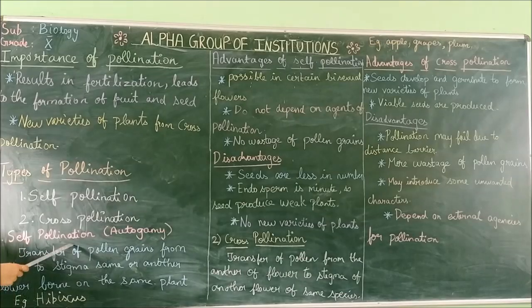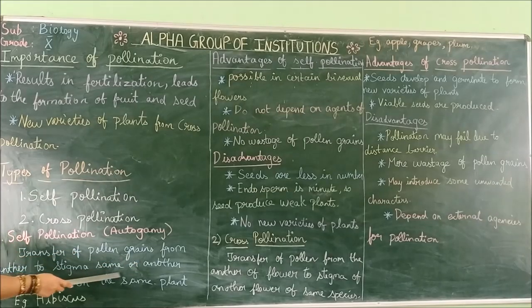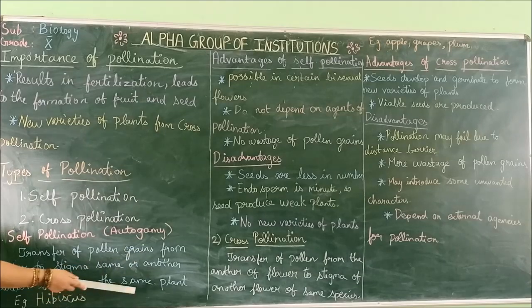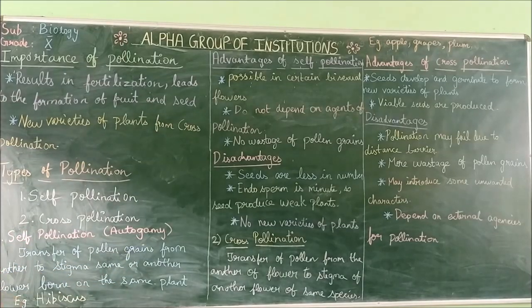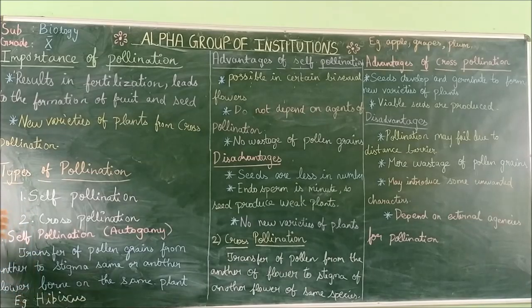Self-pollination means the transfer of pollen grains from anther to the stigma in the same flower or another flower borne on the same plant. Take a single plant. In a single plant we have many flowers here and there. The pollen grain from one flower may fly to the next flower nearby and fertilize it, or it can transfer its pollen grain within itself to the gynoecium and pollinate there.